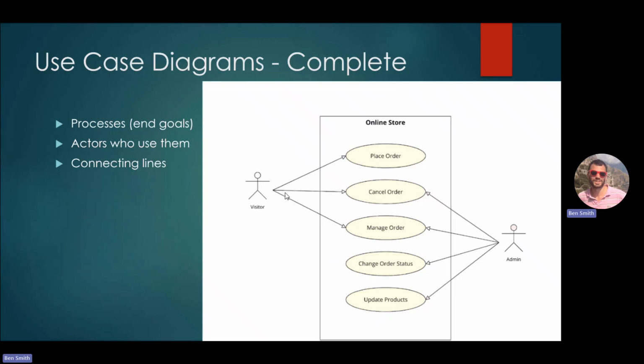So only the visitor is going to be able to place an order, right? But the admin doesn't need to place an order because he just has to administrate it. But obviously, the visitor won't be able to change an order status or update the products. That's only an admin task. But there are certain things that both of them can do. So it's trying to work out what functions you're going to need to write in your code. What are the main things that your system needs to do? So it's a little bit like a data flow diagram.